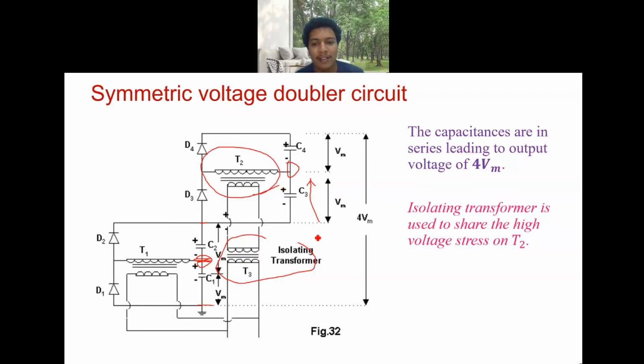In order to avoid that, we use an isolating transformer in between, just like we take the supply and give it, but through another transformer. That definitely increases the cost, and even the size will increase. So this T3 serves the purpose of sharing the high voltage stress, and that is the isolating transformer used here. So there is a design problem here.